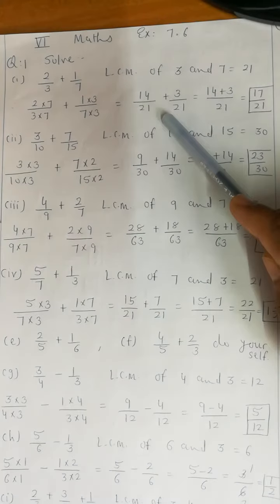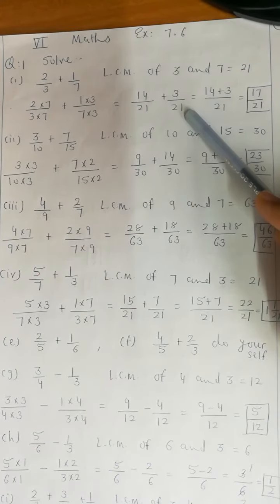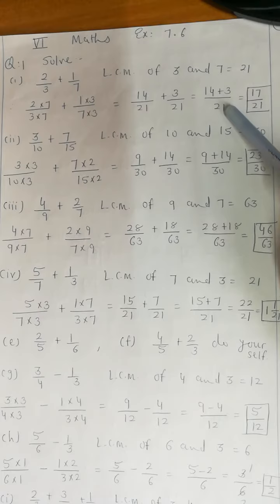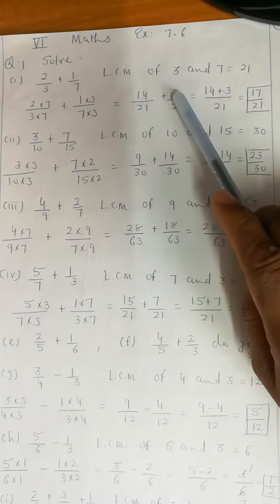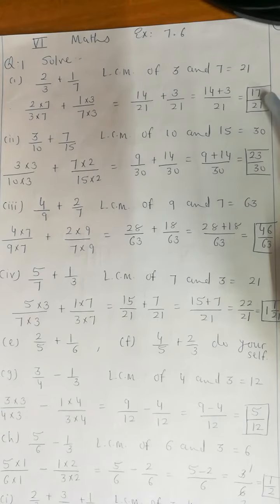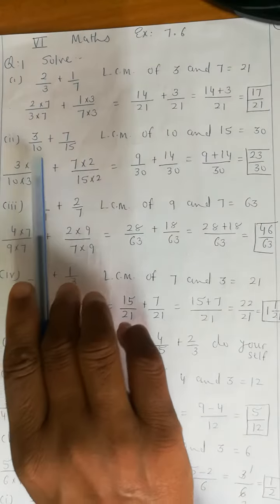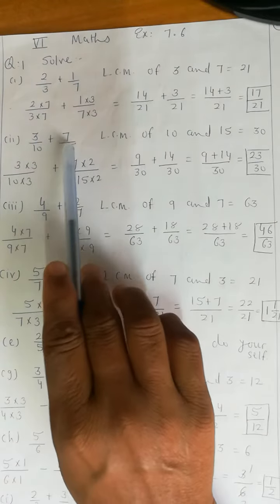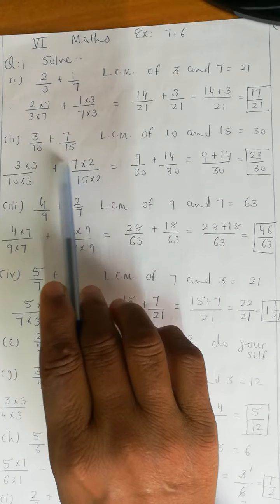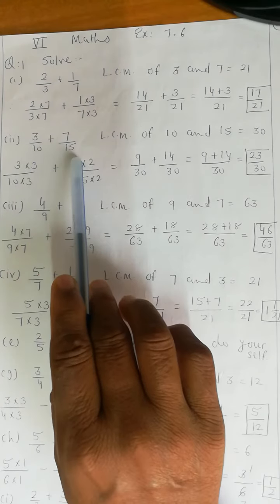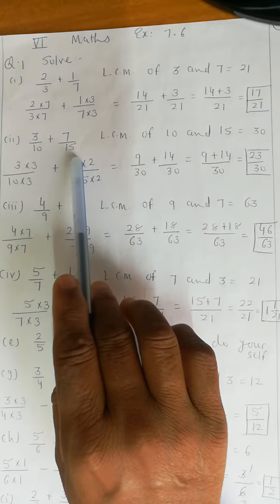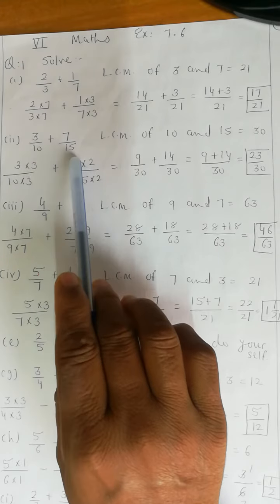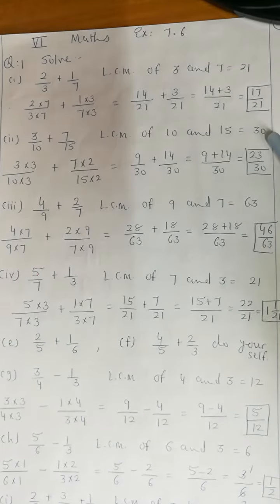Now our denominators are same. Therefore, write the denominator only one time, 21, and add the numerators, 14 plus 3. 14 plus 3 means 17. 17 upon 21 is our answer. Now second, 3 upon 10 plus 7 upon 15. Here also the denominators are different. Therefore, we have to take LCM. LCM of 10 and 15 will be 30.